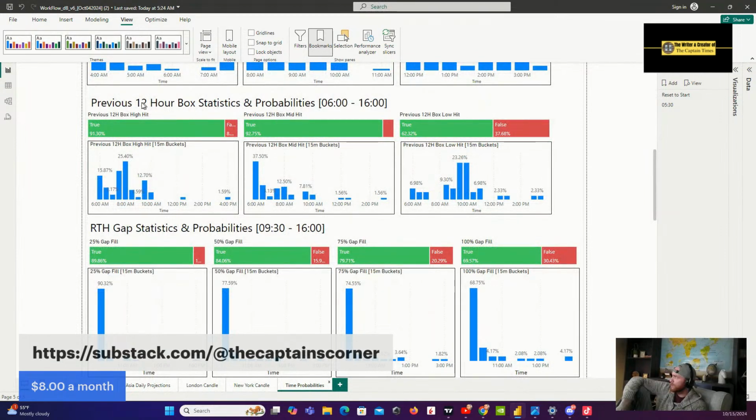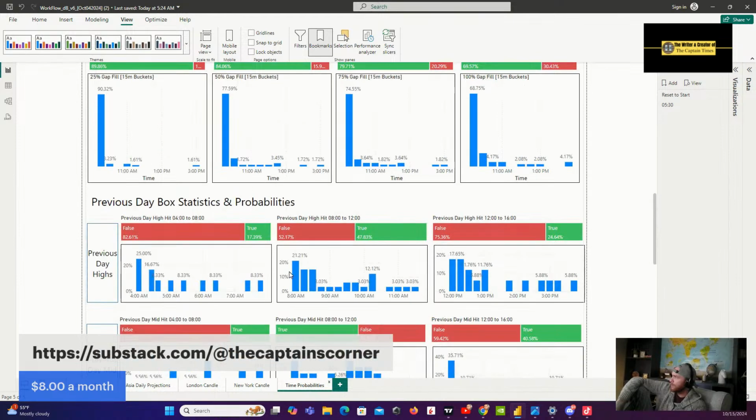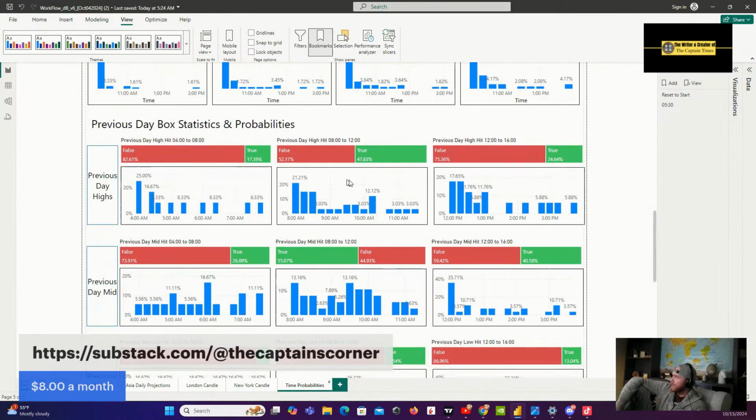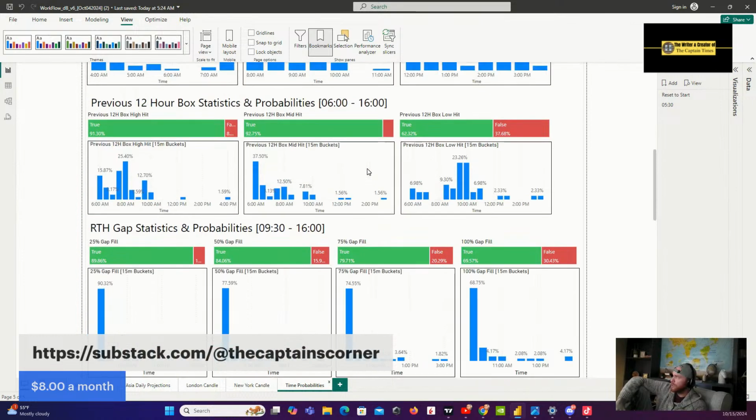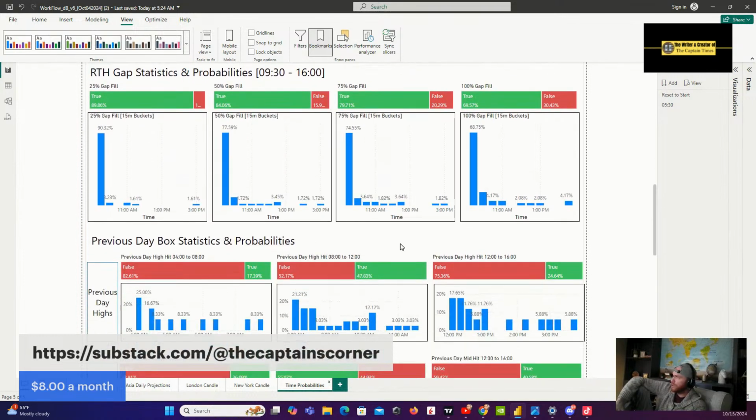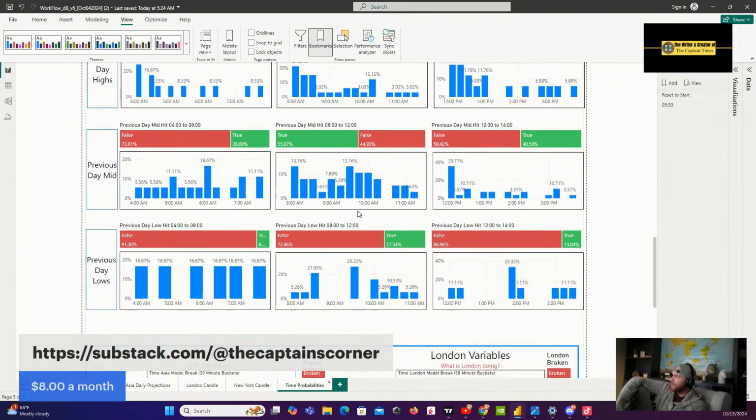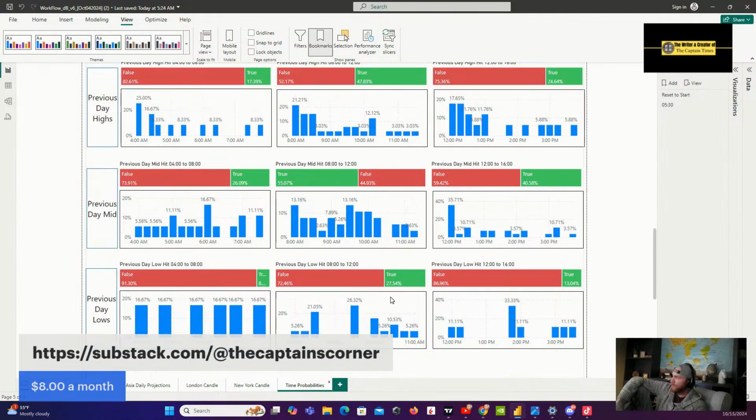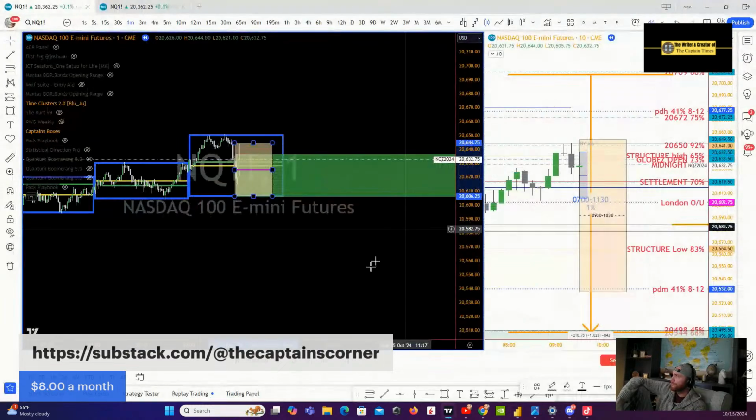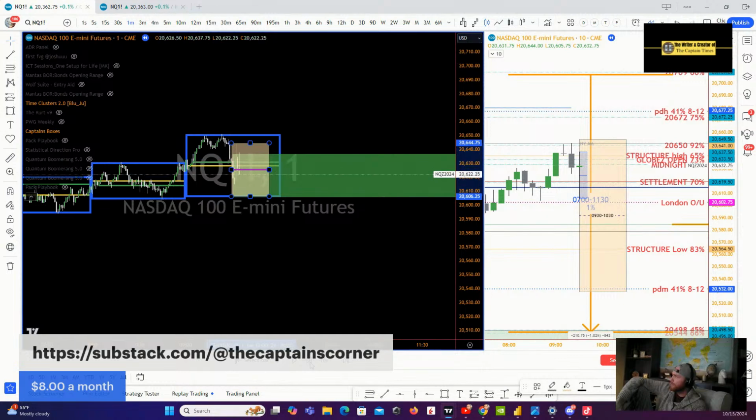remind me to talk about this previous 12-hour stats. Right now, we're going to talk about previous day high. We know that there's a 47% probability as of 9:30 of those highs being hit, right? Now, the moment we crossed over that London OU line, that's going to all shift, as you'll see. We can see that previous day low had a 27% probability up until 9:30 of being hit, right? So now we'll let it play out.